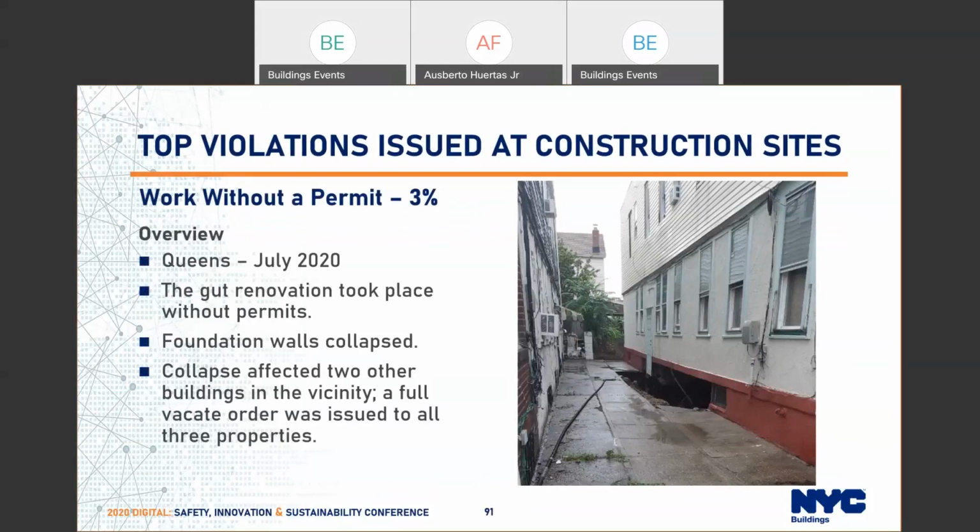The final of the top 10 most commonly issued violations is work without a permit. A few months ago in Queens, a gut renovation was taking place, but the contractor or homeowner did not apply for the required permits. While the gut renovation was taking place, the foundation walls collapsed. The collapse did not just affect the structure where the renovation was taking place, but also the two adjacent homes.